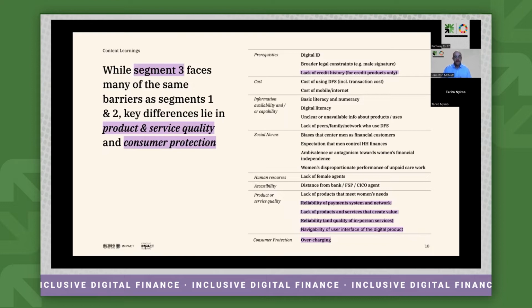And then when you move to segment 3, many of the barriers are similar. So any barrier that's not highlighted in purple carries over from this slide to the next slide. So again, women in segment 3 are facing a lot of the same barriers as women in segments 1 and 2. But there are additional barriers that are more relevant for women in segment 3, which include barriers related to consumer protection and products and service quality, right? As they start using the products more and more, there's a point where the products work for them and they use them more, or they just don't work very well and they drop off and aren't using them too much. So there's a fork in the road there in segment 3 in their customer journey.